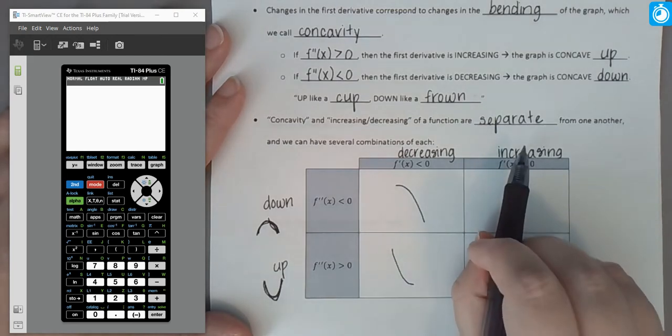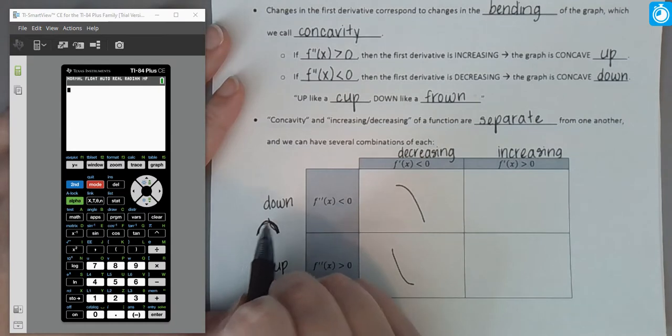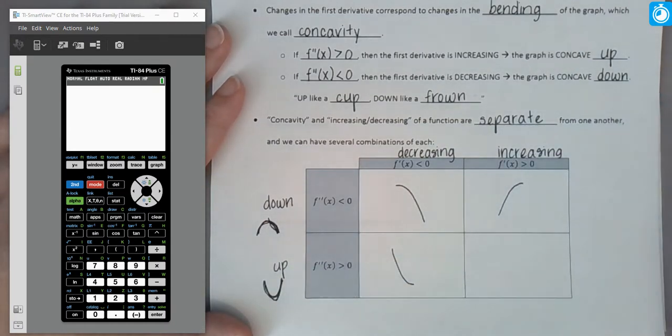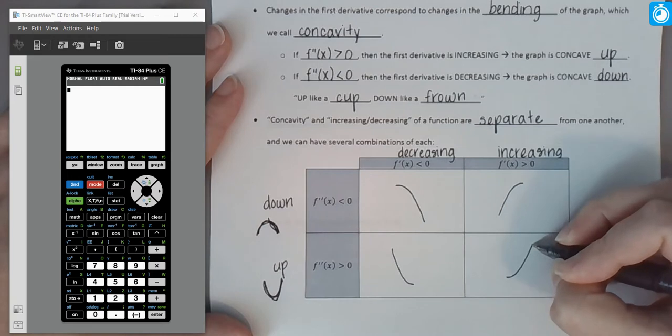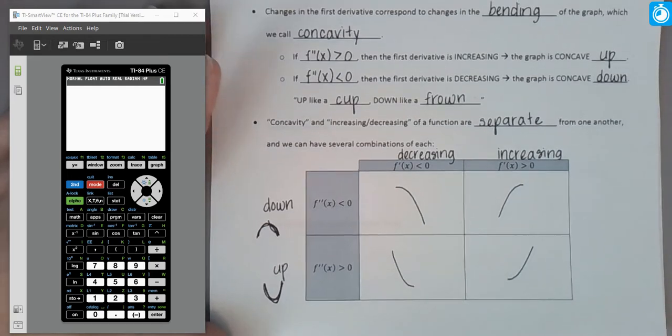Now, what if we're increasing, but concave down? Well, that would be the increasing portion of this shape. So we're increasing, but we're curved downward, we're concave down. And then increasing, but concave up would look like the other portion of this curve. So increasing, sloped upward, concave up, sloped up like a cup. So we do need to be careful in differentiating these two concepts.